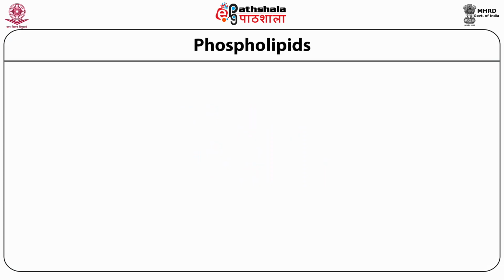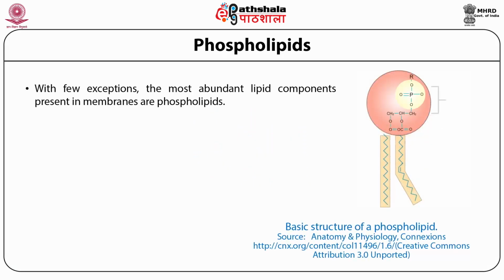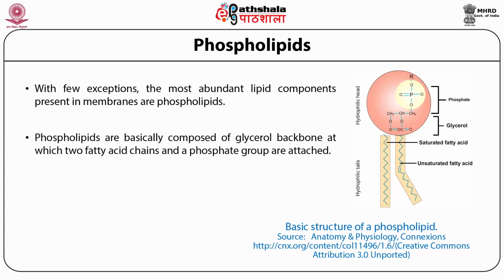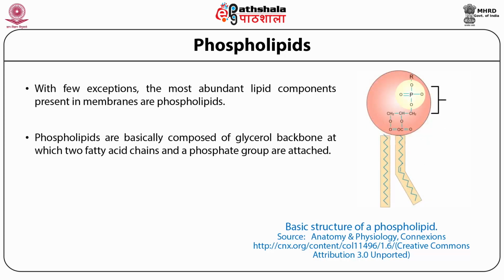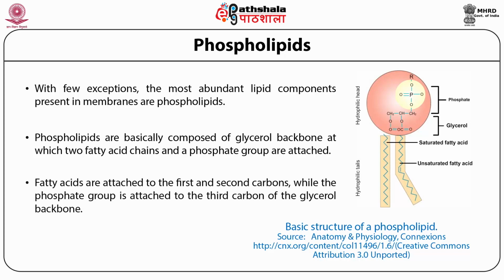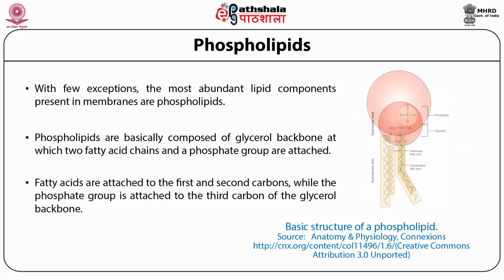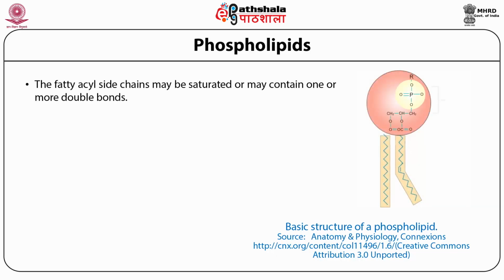Now coming to phospholipid. With few exceptions, the most abundant lipid components present in membrane are phospholipids. Phospholipid molecules are basically composed of a glycerol backbone at which two fatty acid chains and a phosphate group are attached. Fatty acids are attached to the first and second carbon, while the phosphate group is attached to the third carbon of glycerol backbone. The fatty acyl side chains may be saturated or may contain one or more double bonds.